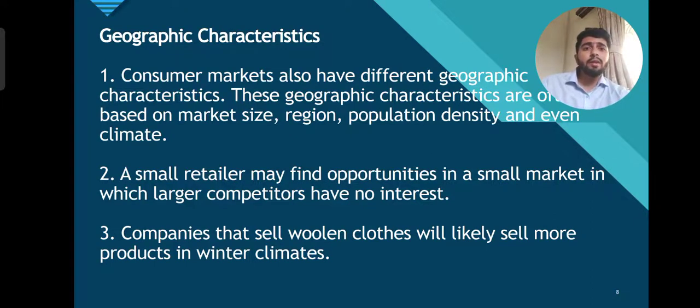Next is the geographic characteristic. The consumer market also has different geographic characteristics. These are based on market size, region, population density, and even climate. A small retailer can find opportunity in a small market in which larger companies are not interested. Companies that sell woolen clothing will likely sell the product in a winter climate.